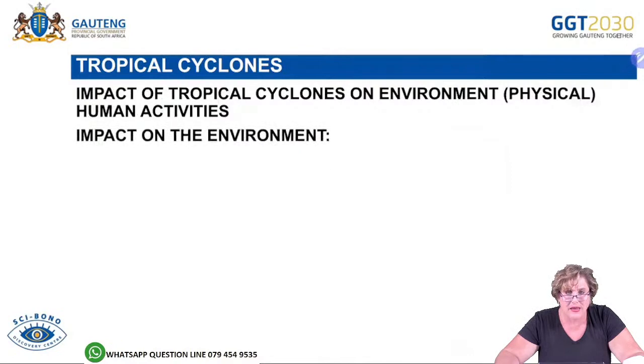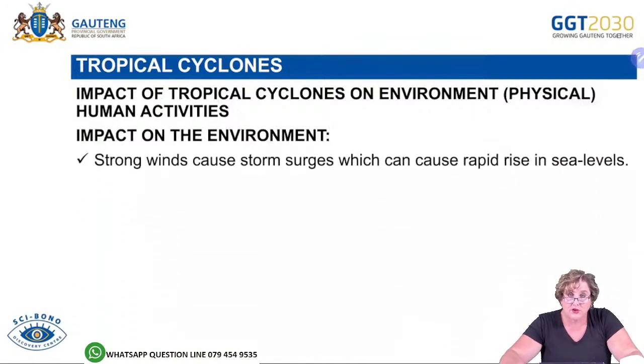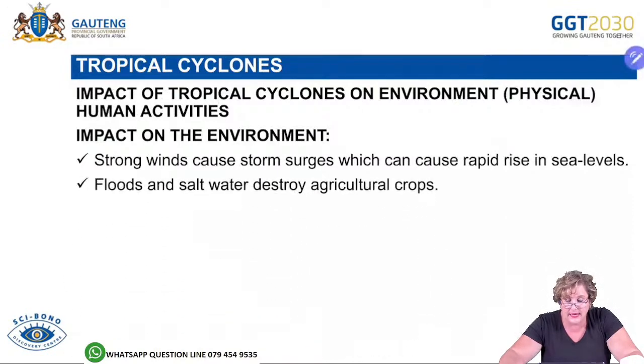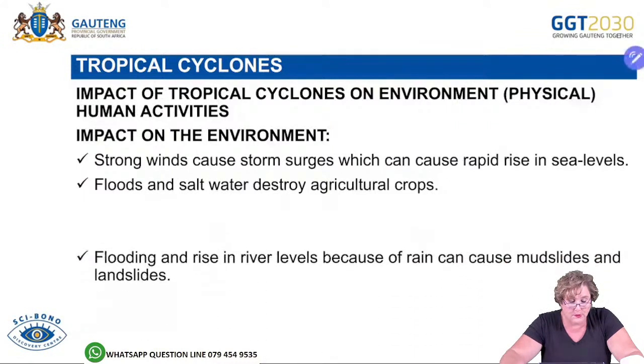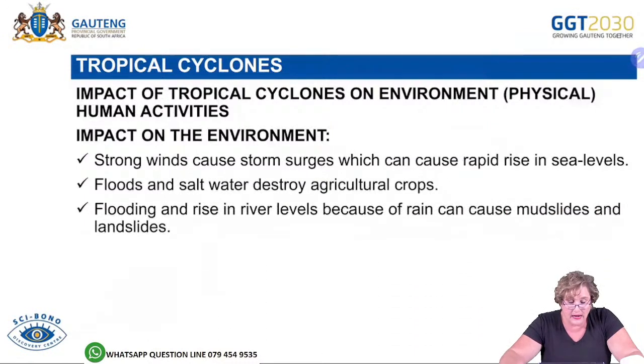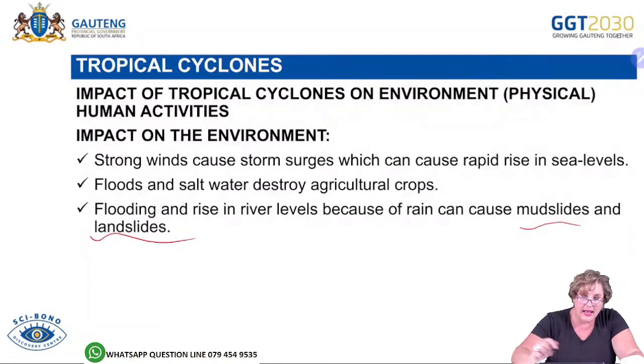What is the impact of a tropical cyclone on the environment? Impact on the environment, we have strong winds, which cause storm surges, which can cause a rapid rise in sea level. It will cause floods, and the salt water will destroy the agricultural crops. Flooding and rising river levels because of the rain can cause mudslides and landslides.